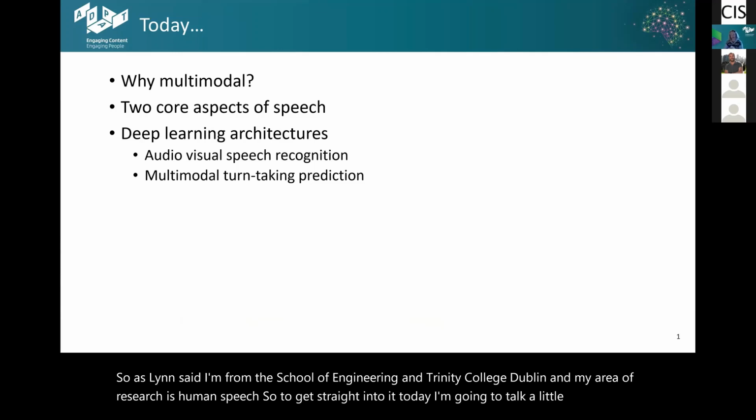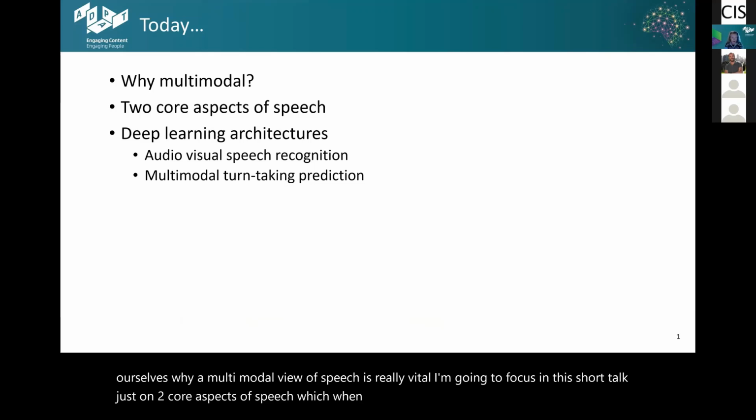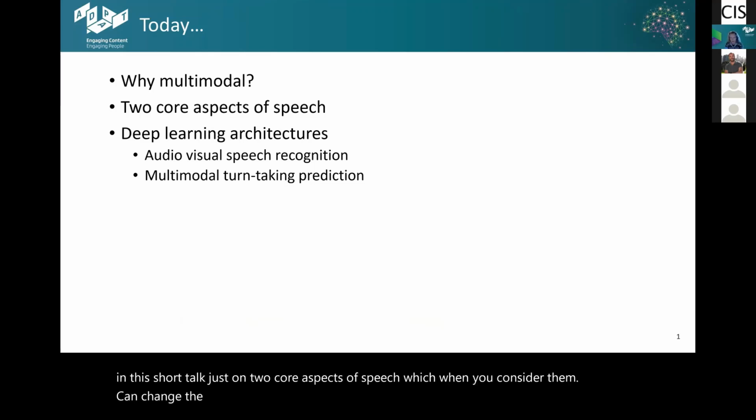I'm going to focus in this short talk just on two core aspects of speech, which when you consider them, can change the deep learning architecture that you use. And I'm going to use examples from my own group's research in audiovisual speech recognition and multimodal turn-taking prediction to illustrate the ideas.